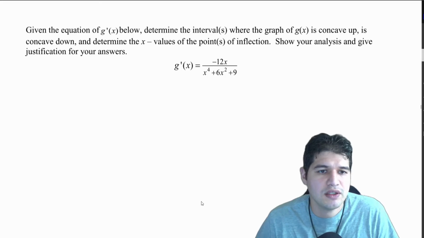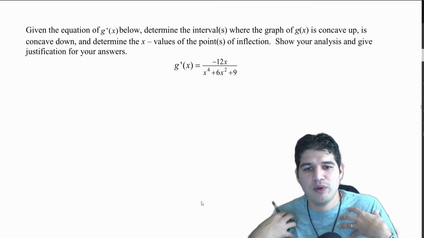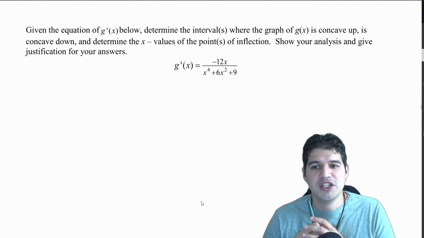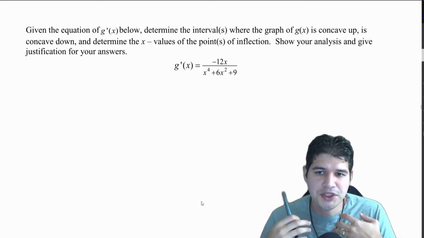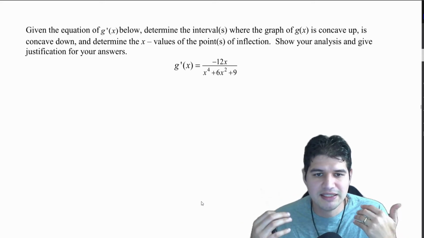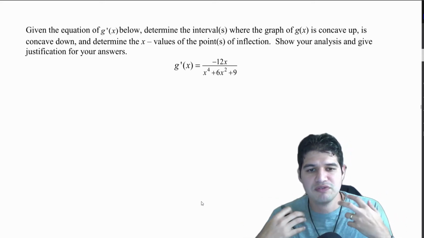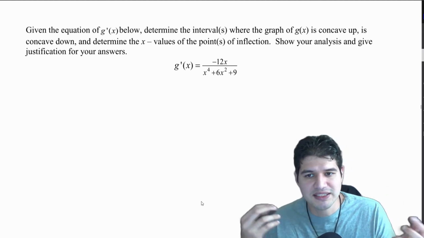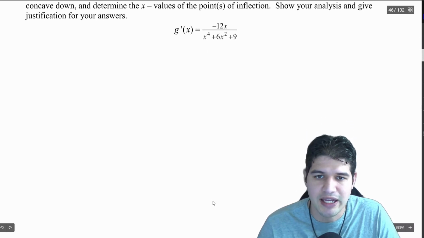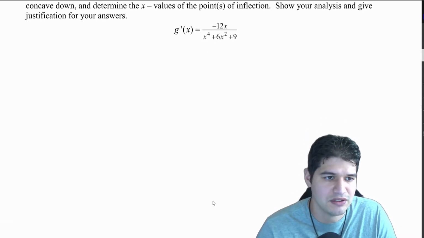All right, so given the equation, we have g prime, and we want to find where the function is concave up and concave down. Again, we have no information on g. All we're given is the derivative, but we can make inferences, we can make conclusions about g of x based off of the second derivative. So let's start analyzing this, and let's start with our second derivative.